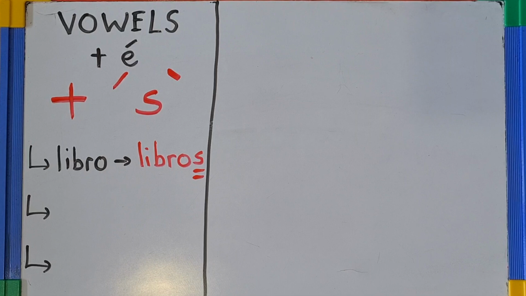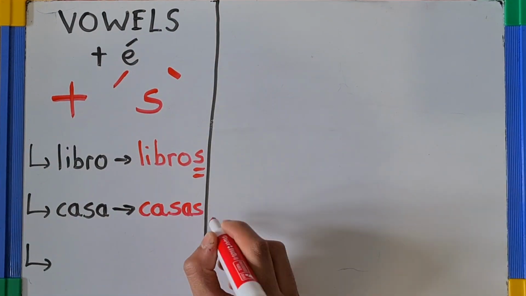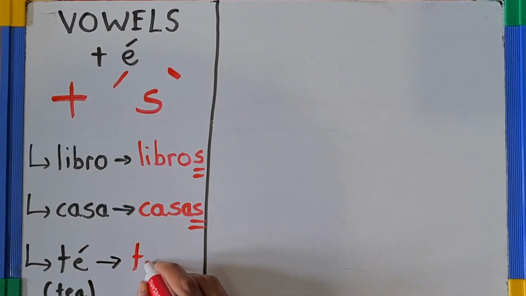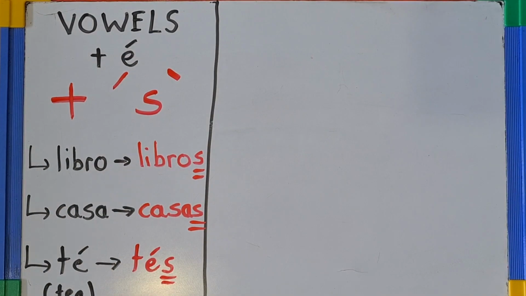Now the word casa. Casa goes to casas. One more time. Casa to casas. And finally, té, which is the Spanish word for tea. Té goes to tés. Repeat after me. Té to tés.